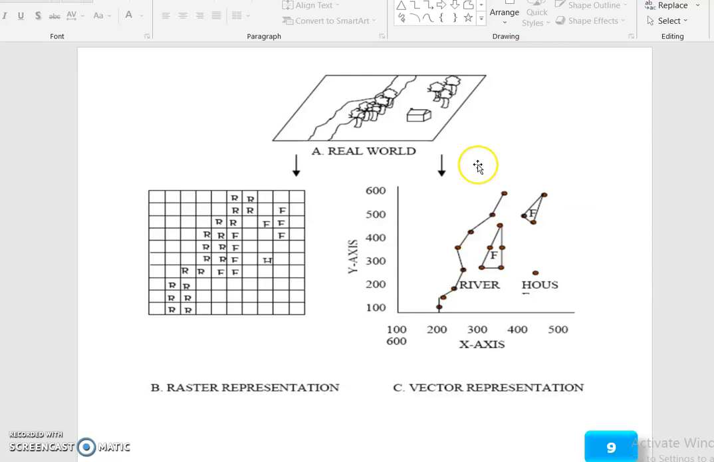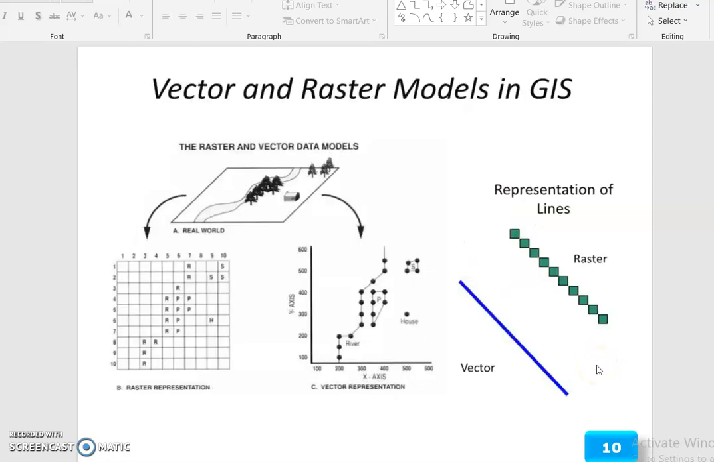So see, this is the real world. A raster representation is through grids, like small boxes. Then the vector model represents features like a point, a line and a polygon. So, vector and raster models in GIS: representation of lines, raster into vector.